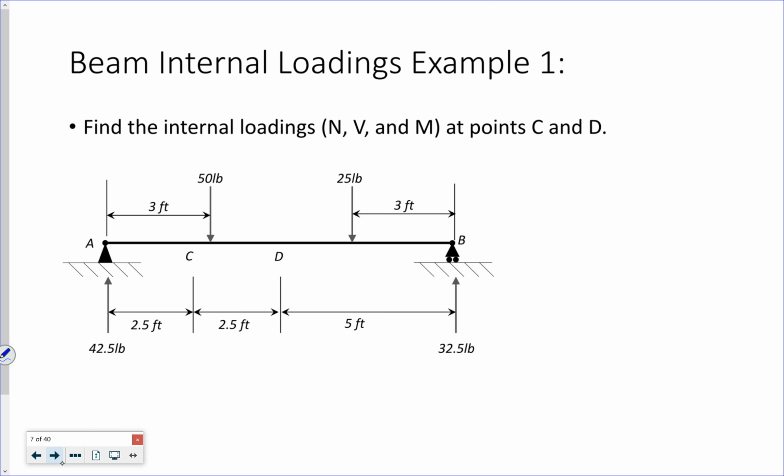So I'm going to give an example here. I already solved for the support reactions. But let's say I want to know the axial load, shear, and moment at point C, which is at 2.5 feet from support A, and point D, which is right in the middle of this 10-foot long beam. First of all, for our internal loads, we're not going to have any axial load because there's no horizontal forces.